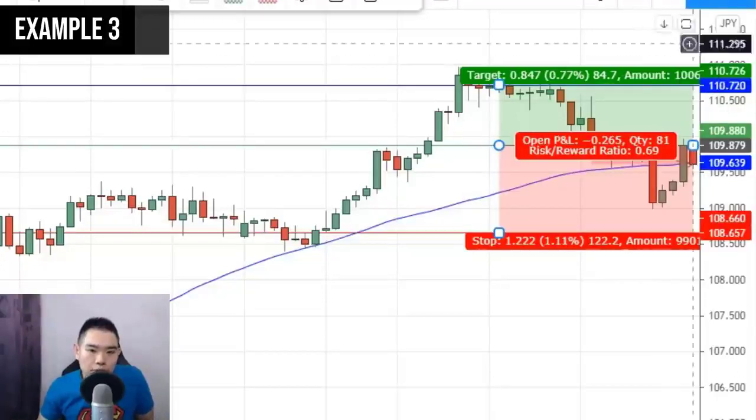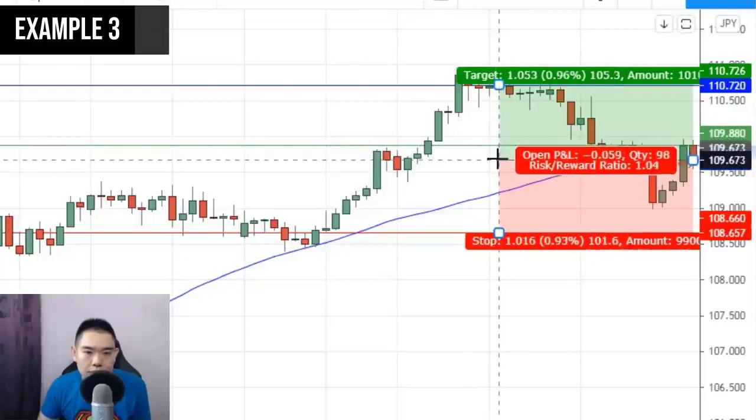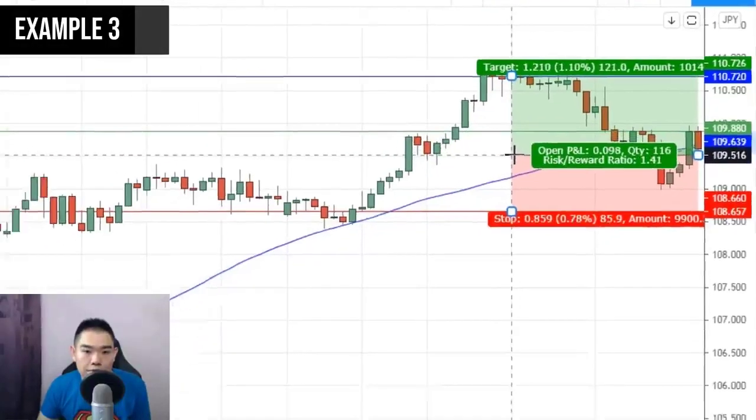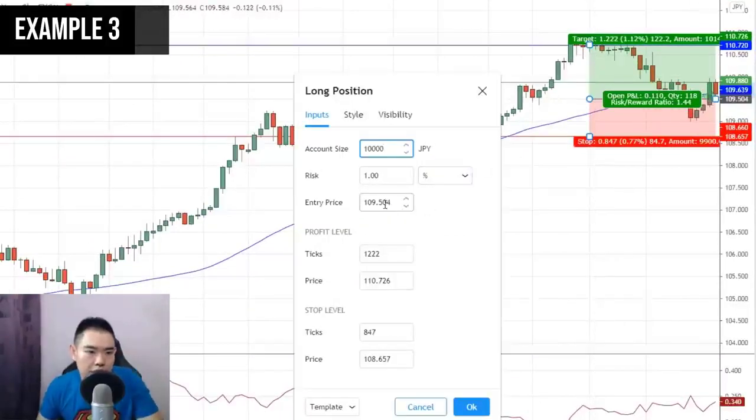So your entry point right now is about 109.88, which is this green line over here. This is your entry point. What you can do is to use a buy limit order. This is one of the orders that we have mentioned earlier, to use a buy limit order to enter at a more favorable price. So what if we shift our entry price to somewhere about here at, let's say, 109.5? Let me just adjust this, just double click this. Let's say our entry price now is at 109.5. Our take profit level, we keep unchanged. Our stop loss level, we keep unchanged as well.